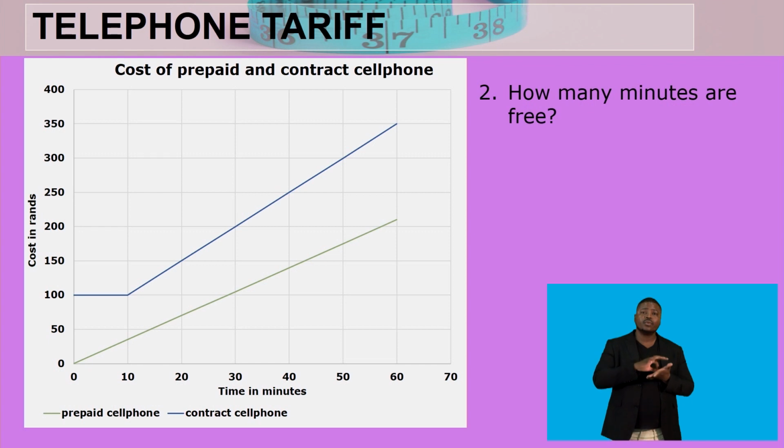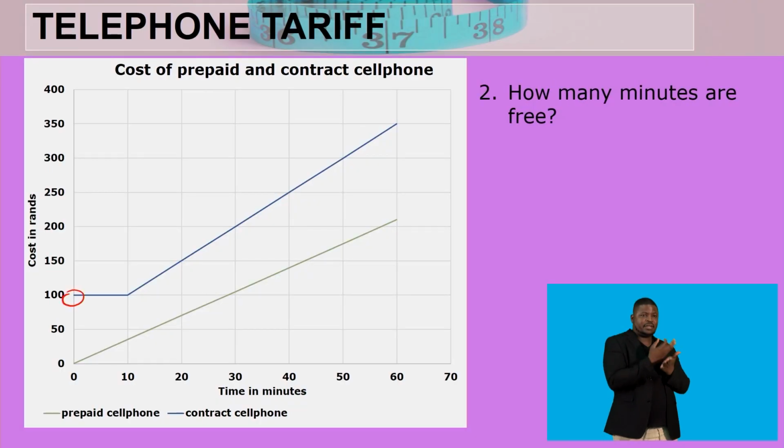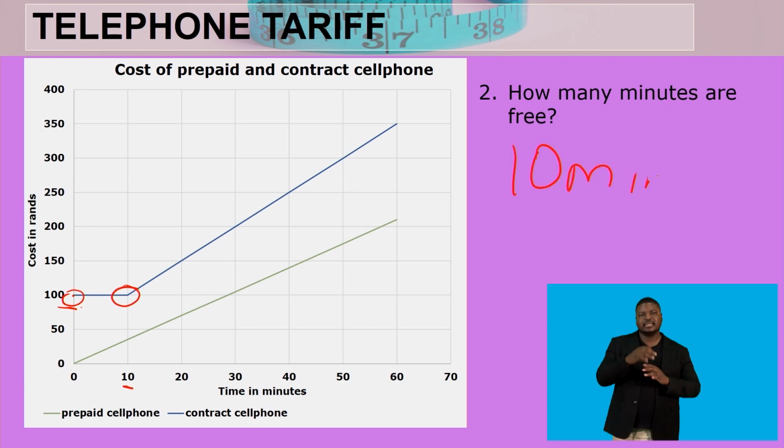Then the next question says, how many minutes are free? Why would we have free units? How would we know that we have free minutes? We check the service fee. Here is our service fee, but it is constant from 0 up until 10. So it means for the first 10 minutes, our service fee is free. For 10 minutes, you will still be paying the very same service fee of 100 rand, but with no added cost. So you write there, your answer is 10 minutes.